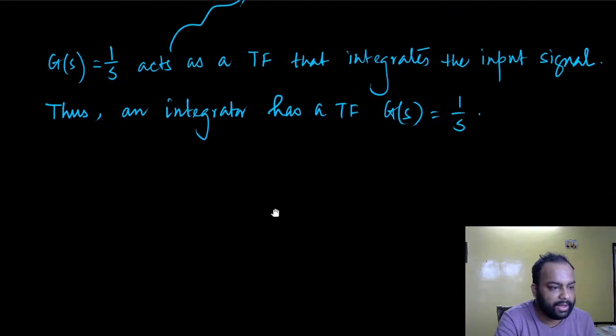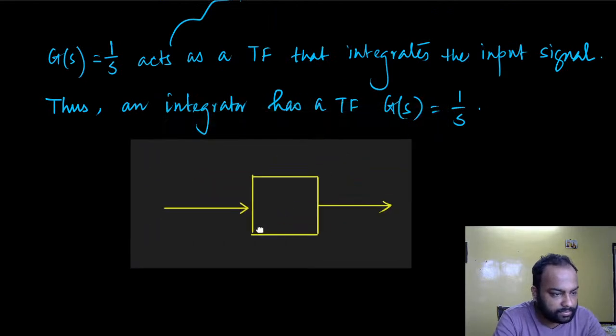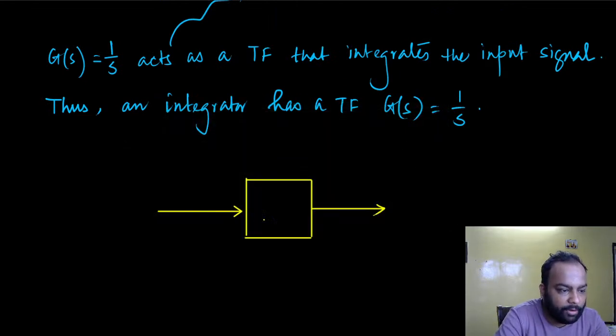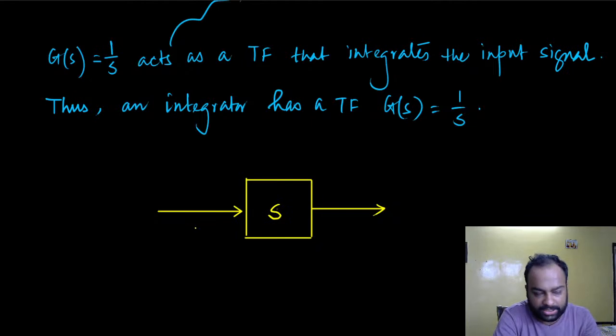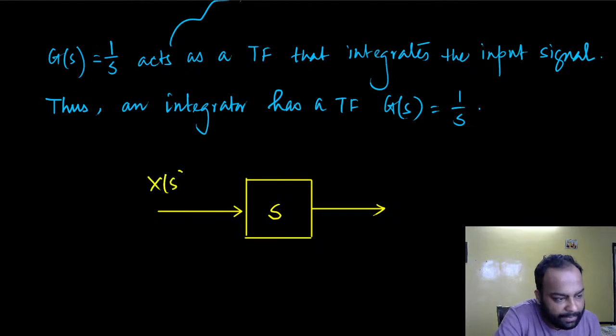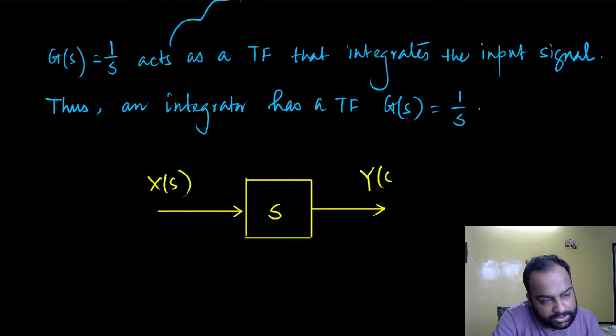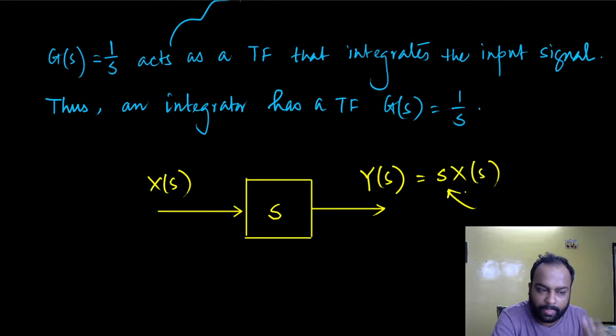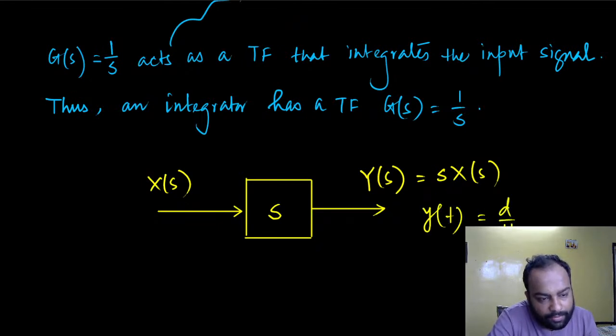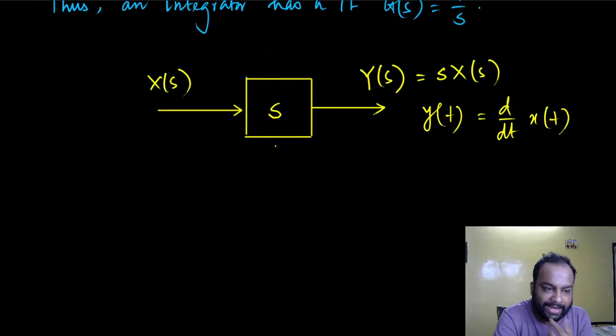Again, very similarly, if we put s here, whose transfer function is s, then the input is X(s), and the output would simply be s times X(s). But when do I get s multiplied with a signal's Laplace transform? When the signal is differentiated, right? Essentially the output y(t) would be a time derivative of x(t). So this s acts as a differentiator.